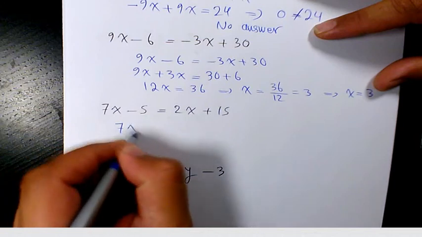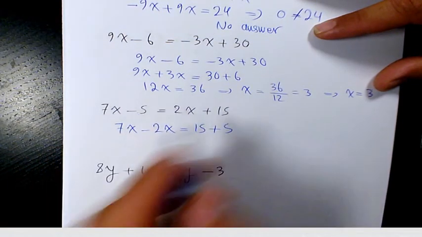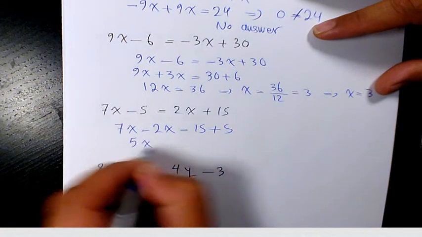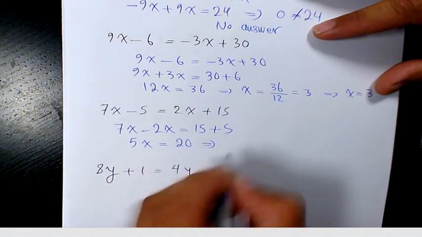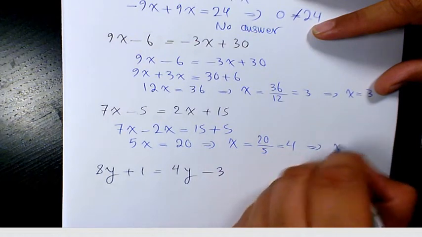7x minus 2x equals 15 plus 5. Because negative 5 to this side is going to be positive. 5x equals 15 plus 5, 20. So x will be 20 divided by 5, which is 4. So x will be 4.